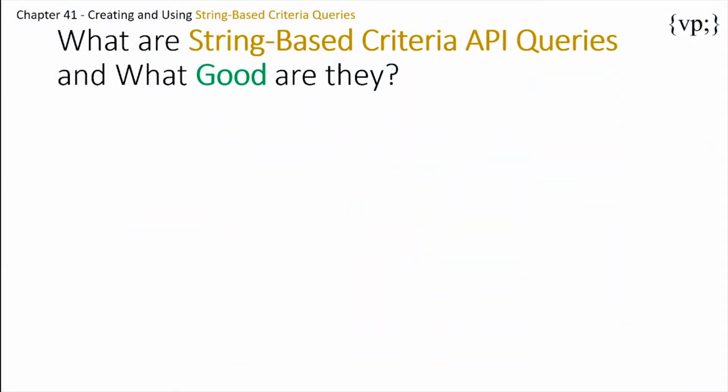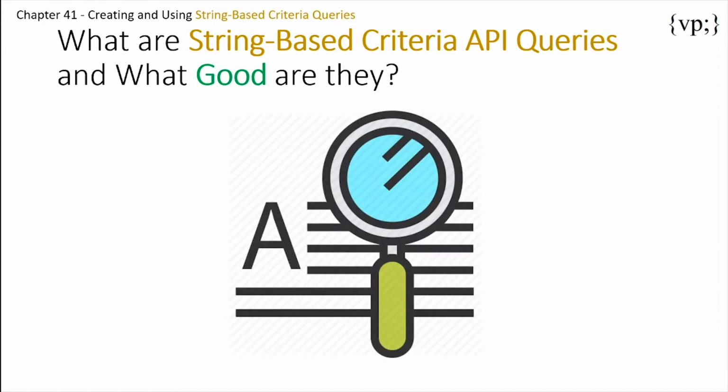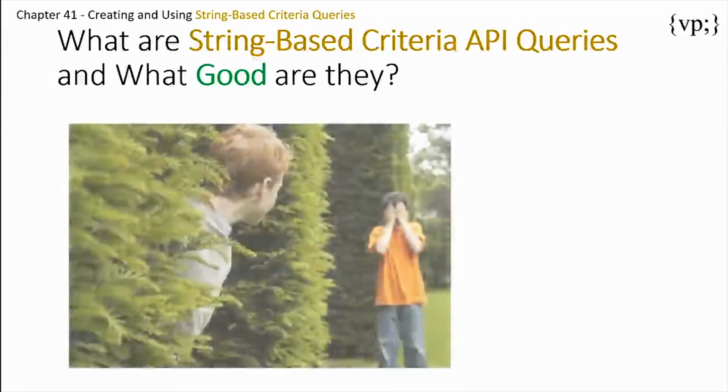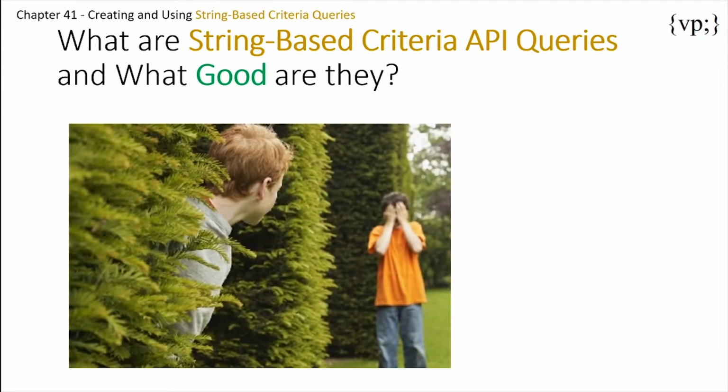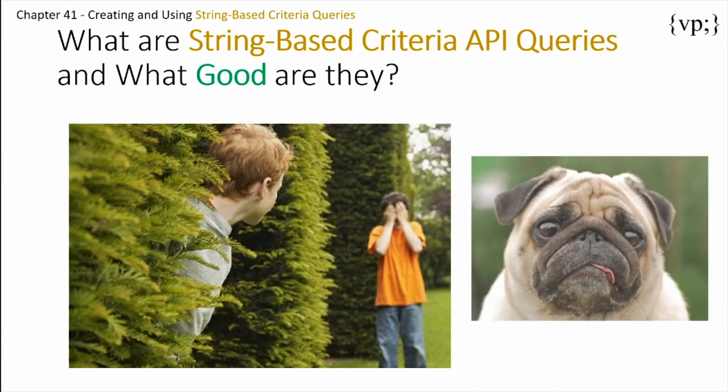So what are string-based criteria API queries and what are they good for? String-based criteria API queries, or string-based queries, are Java programming language queries that use strings rather than strongly typed meta-model objects to specify entity attributes when traversing a data hierarchy. An analogous term to these string-based queries is like telling your friend to look for John, but not telling him that John is actually the dog's name.